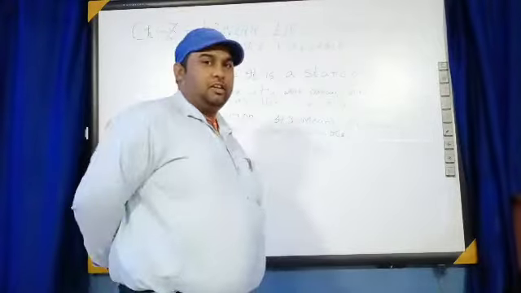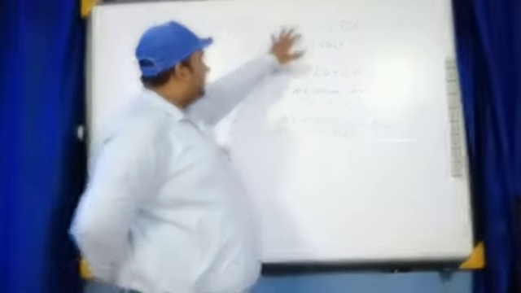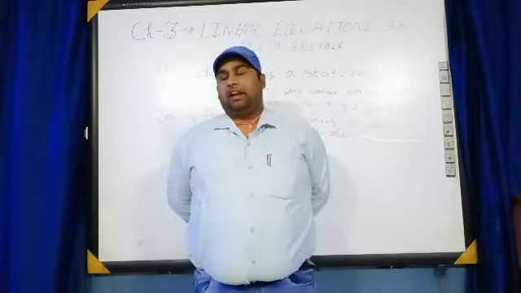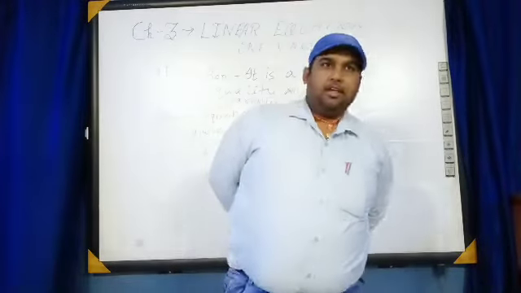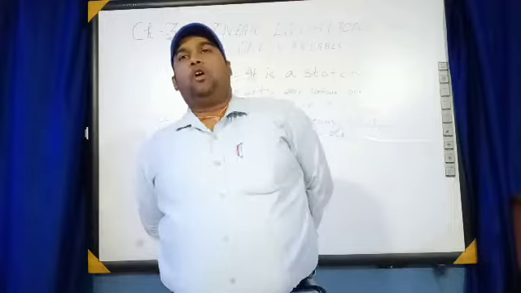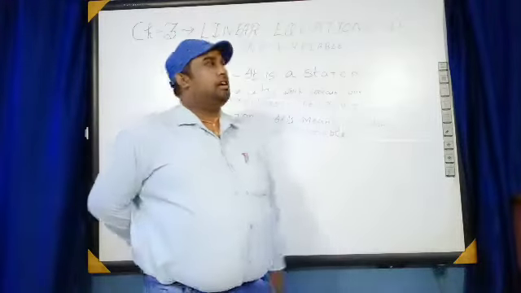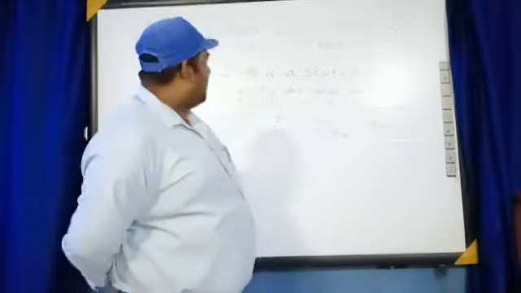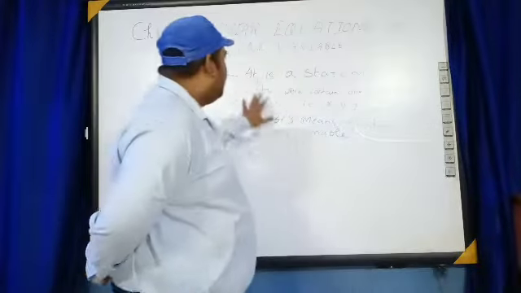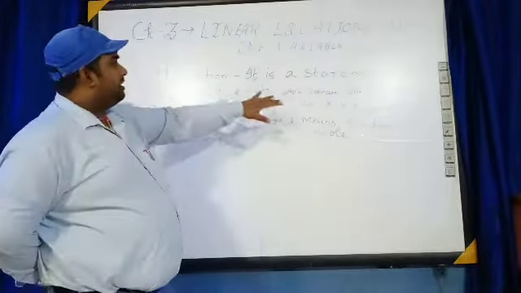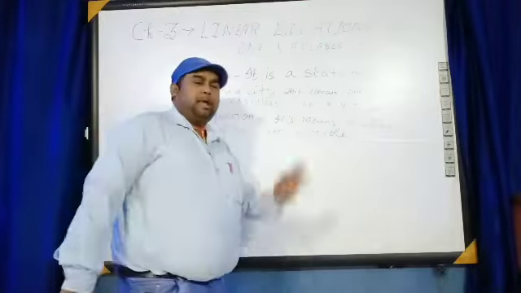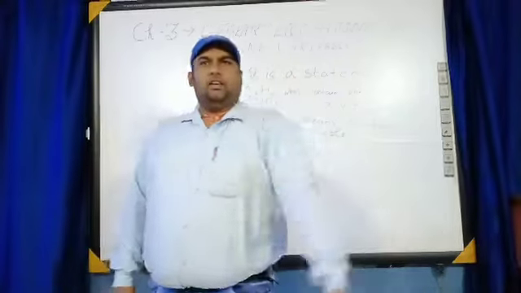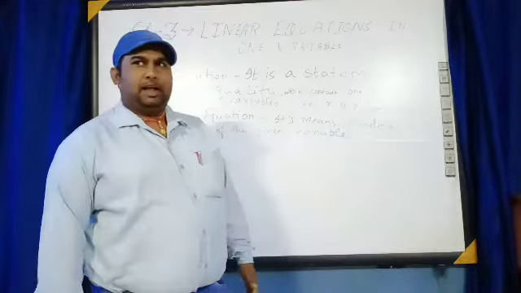Today we will start the new chapter, that is linear equations in one variable. As you know, there are different variable equations you can form, one variable, two variable. Here you will learn about one variable. How are we forming an equation? It is a statement of equality which contains one or more variables. A variable can be x, y, z, etc.